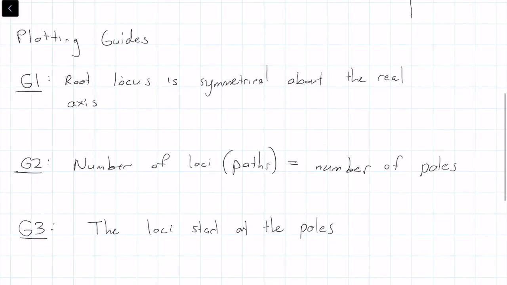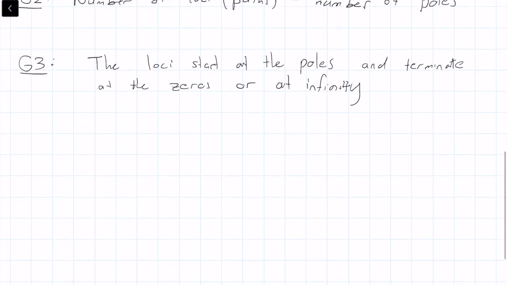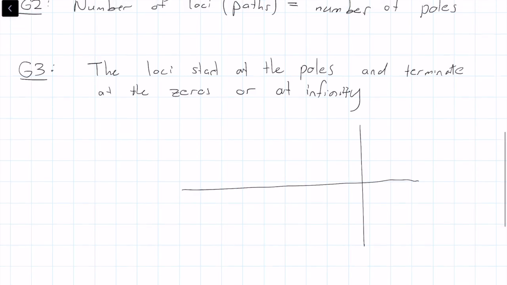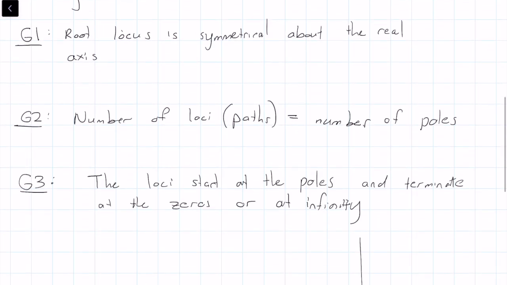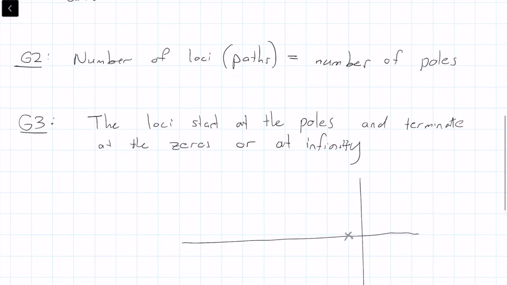Okay, so the loci always start at the poles and terminate at the zeros or at infinity. Let's just understand exactly what's happening. Let's say we have a set of axes like this, and we start off with a pole, and then a 0, and then let's say another pole.